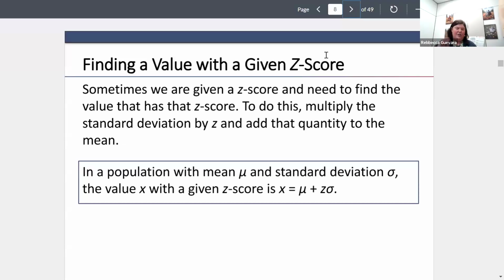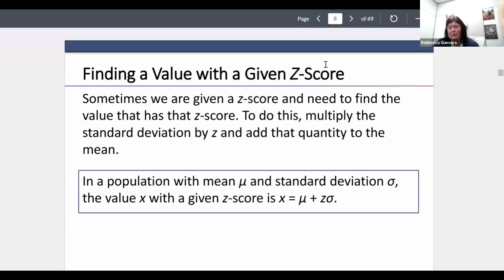Okay. Not only do we want to find z-scores, sometimes we're going to be given a z-score, and we're going to use that one to go backwards and figure out a value. So sometimes you're given a z-score and need to find the value that has that particular z-score. To do this, we're going to multiply the z-score by the standard deviation and then add the mean. Or what we're doing is this.